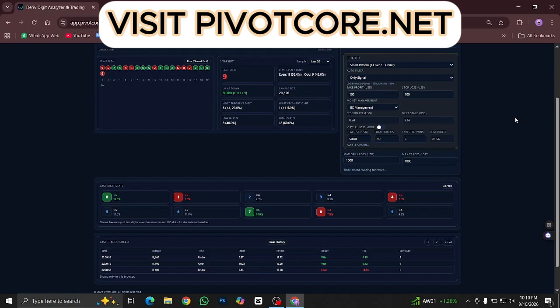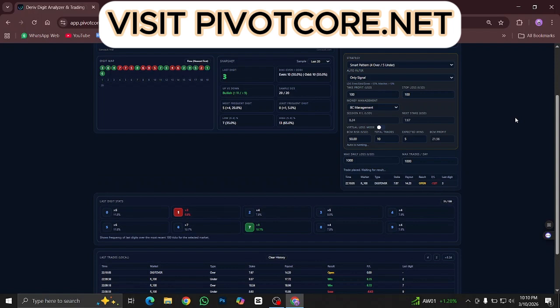I'm selecting the over-under contract type here. The beauty of PivotCore is that it executes the entry points much faster than a human ever could. We are setting our parameters now, keeping our stakes reasonable and our targets realistic.